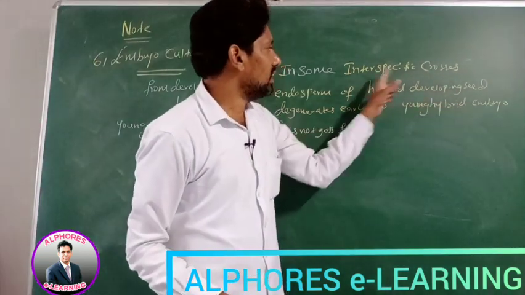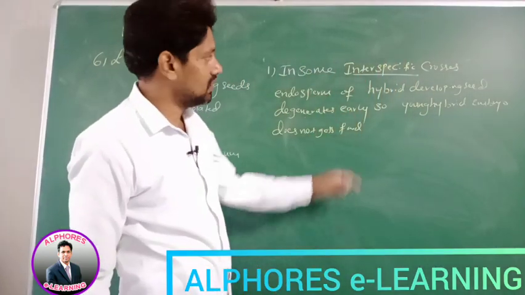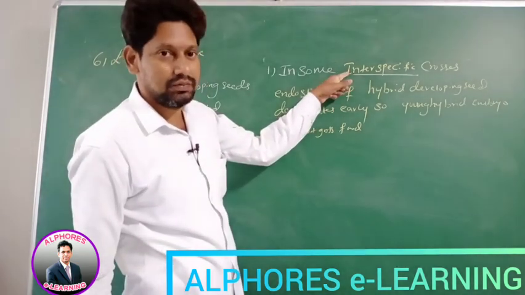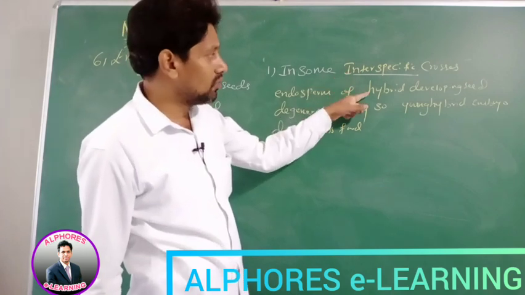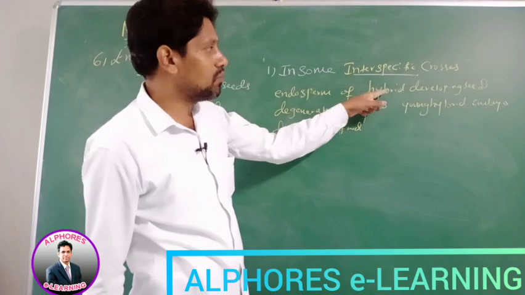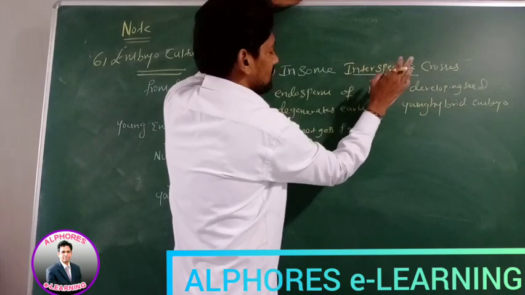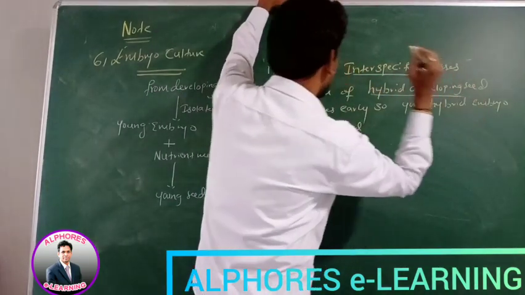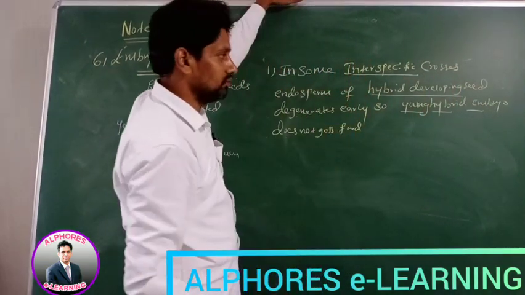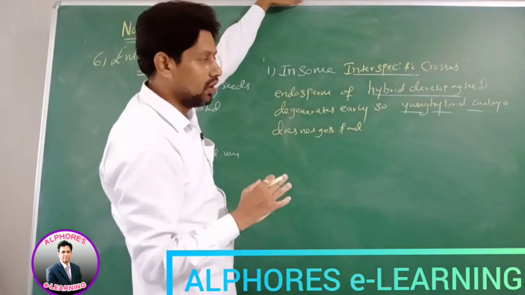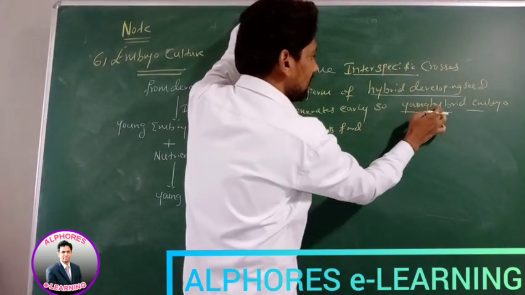We are discussing interspecific crosses, a type of hybridization. So I am calling these seeds hybrid developing seeds. Hybrid developing seeds are produced by interspecific crosses. These hybrid developing seeds contain a young hybrid embryo.